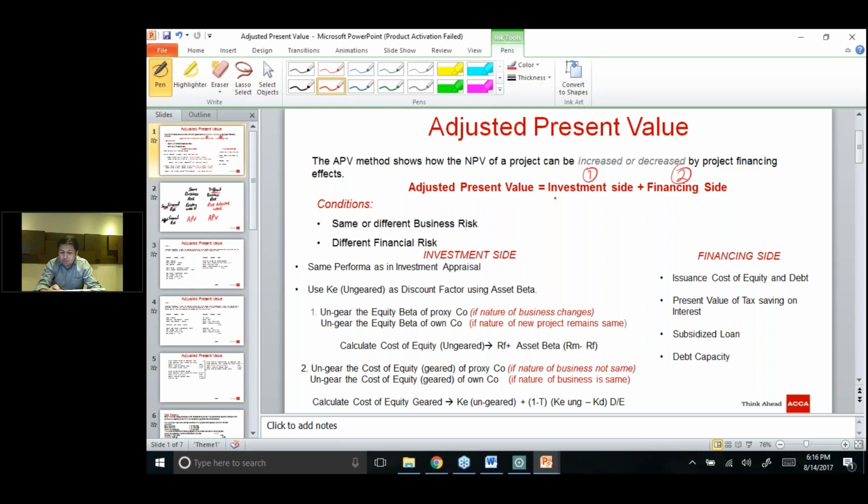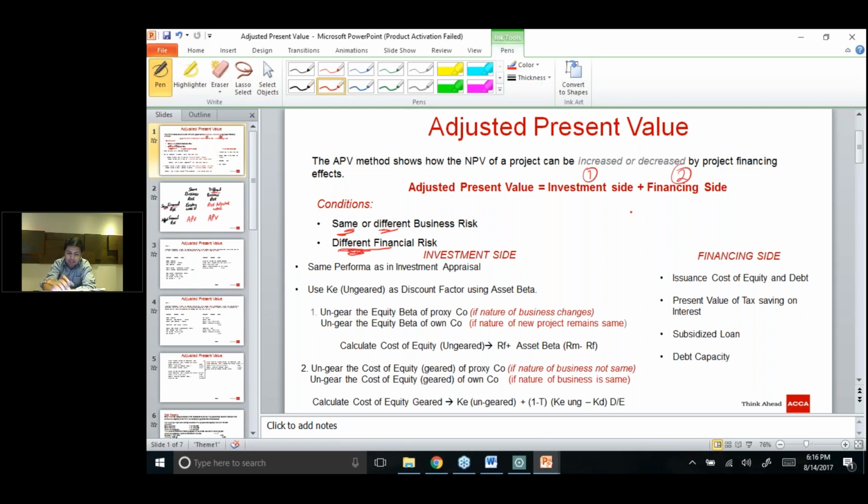Okay, in APV, we will divide all the data into two sides. First one is the investment side and second one is the financing side. Remember, we use APV when there is a different financial risk. Whether business risk is changing or not, if financial risk is different, we are going to appraise the project using adjusted present value. In adjusted present value, there are two sides: the investment side and the financing side. So what about the investment side?